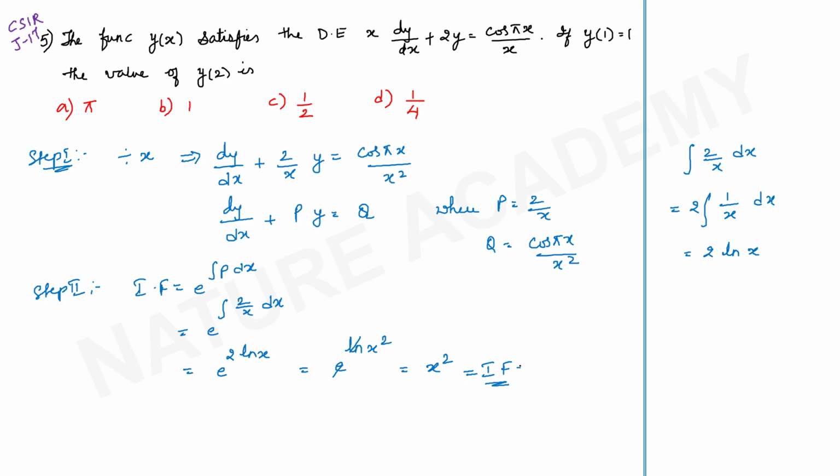So my x square is the integrating factor for this differential equation. Now keeping this in mind, I can easily do step 3. Step 3 is just to find the solution for the given differential equation, and that is y into integrating factor is equal to integral q into integrating factor dx plus c. So let's substitute the integrating factor, which is x square. Value of q is cos pi x by x square. So it will be y into x square is equal to integral cos pi x by x square, and the integrating factor we got is x square, dx plus c.